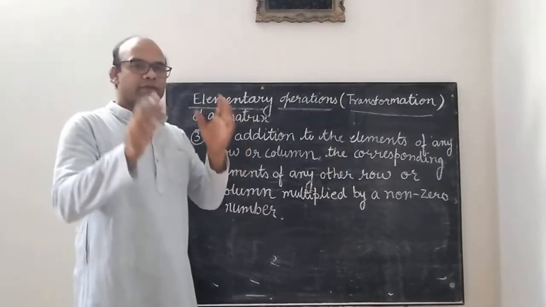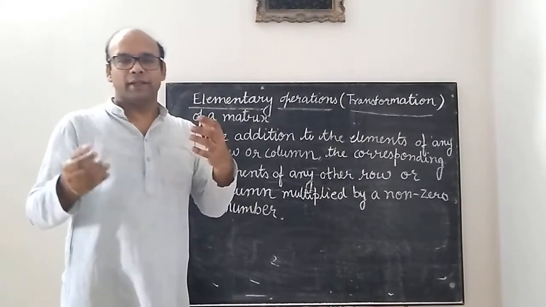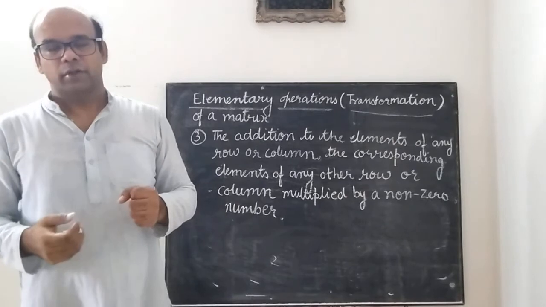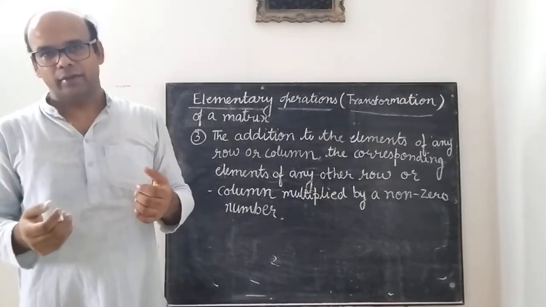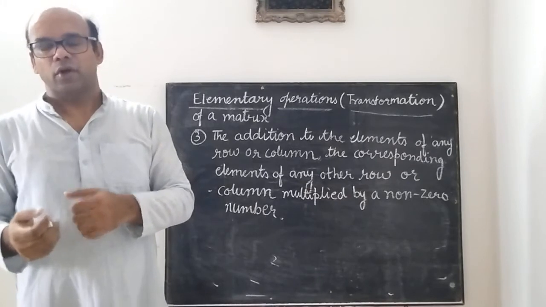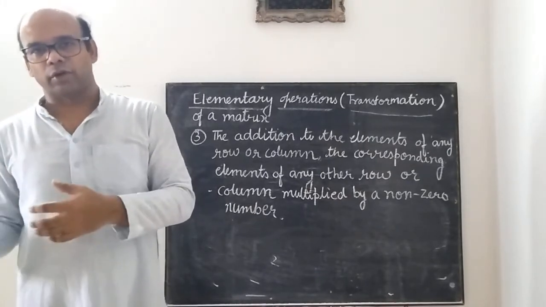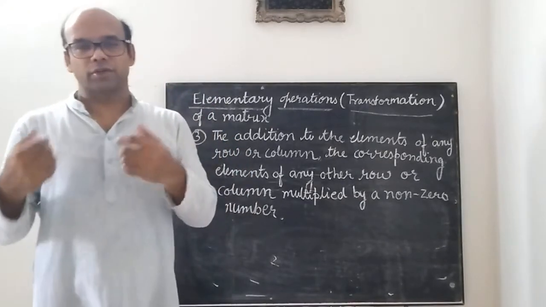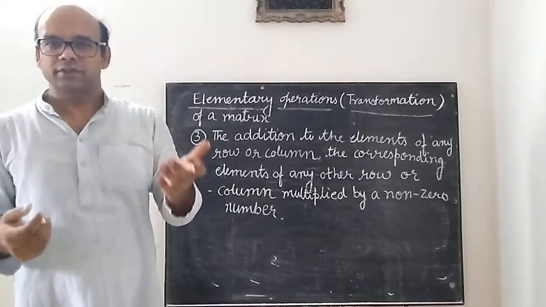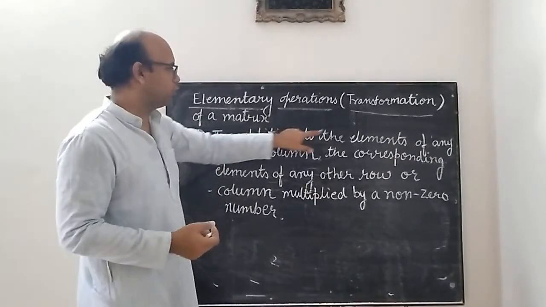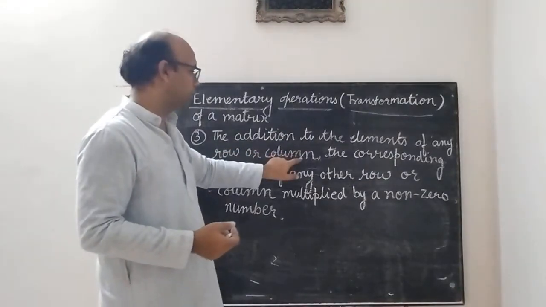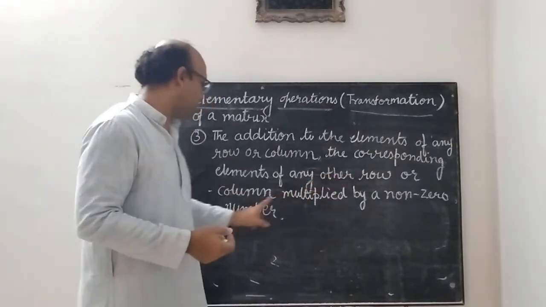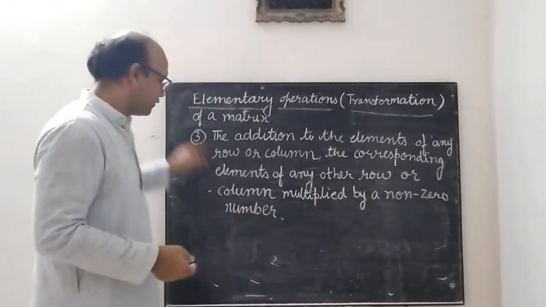So what it says is, we take a particular row or column. To make the necessary changes with the help of the elements of another row or column, what we do is, we can add the multiples of the elements of another row or column to the elements of the row or the column in which we want the change. So the addition to the elements of any row or column, the corresponding elements of any other row or column multiplied by a non-zero number.